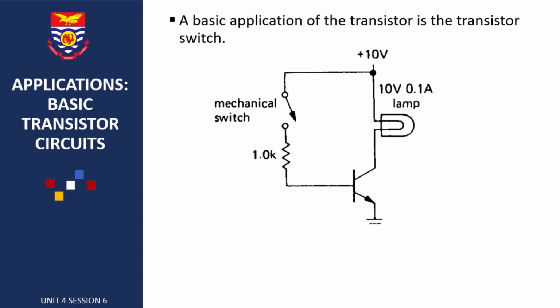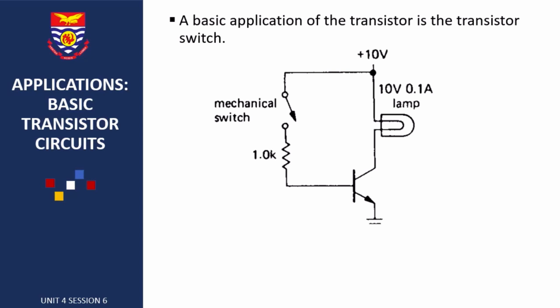Now let's look at the application of a basic transistor circuit. A basic application of a transistor is a transistor as a switch. An example is shown in the figure below. In this application, a small control circuit enables much larger current in other circuits.